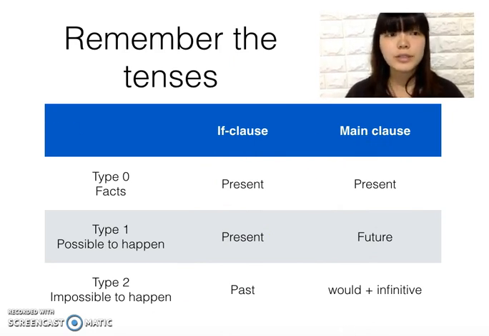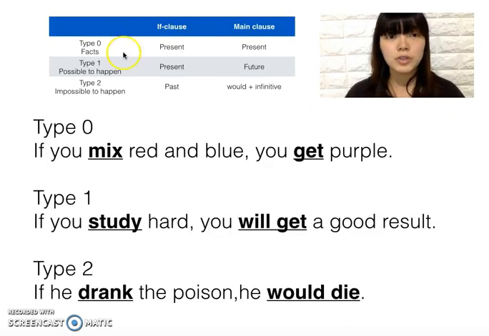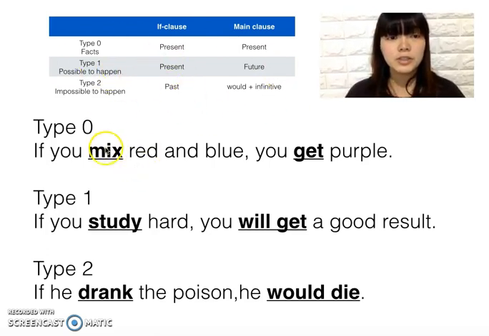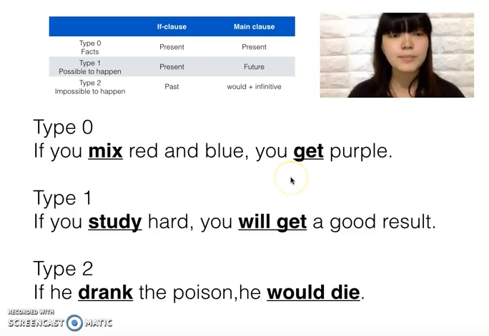All right, so I'll give you 3 examples. Take a look at this one. So the table is here. Try to follow the table. Type 0 sentence: if you mix red and blue, you get purple. We only look at the verb in the if clause and also the verb in the main clause. If the verb in the if clause is present tense, mix, then I know in the main clause it's present tense too. So this one is a type 0 conditional sentence.